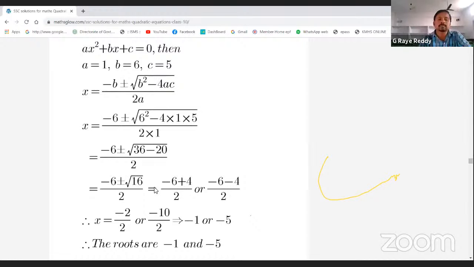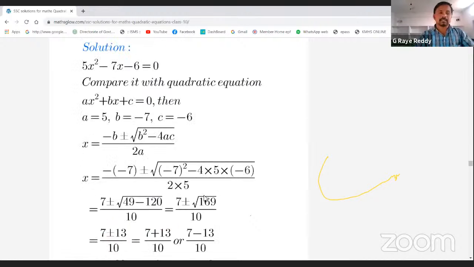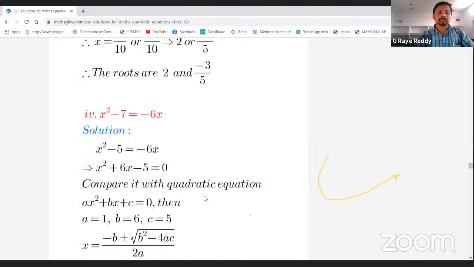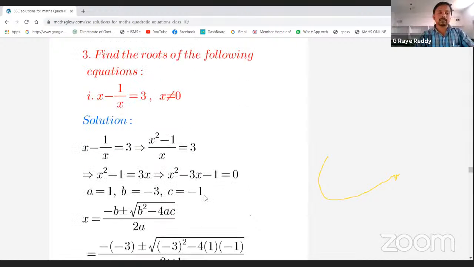So we get two zeros. One time we consider positive, and the second one negative. Like this, it is the third problem, the fourth problem. So this is exercise 5.3, second bit. Next, students, third bit.